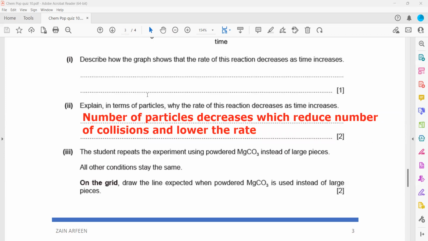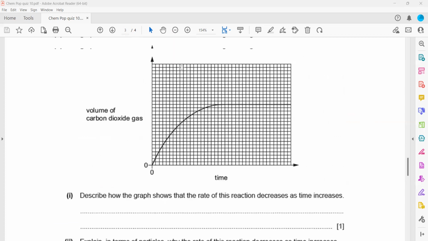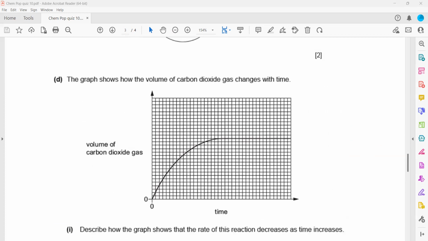The student repeats the experiment using powdered magnesium carbonate instead of large pieces. All other conditions stay the same. On the grid, draw the line expected when powdered magnesium carbonate is used instead of large pieces. So if we use the same amount, but now powdered, what will happen?